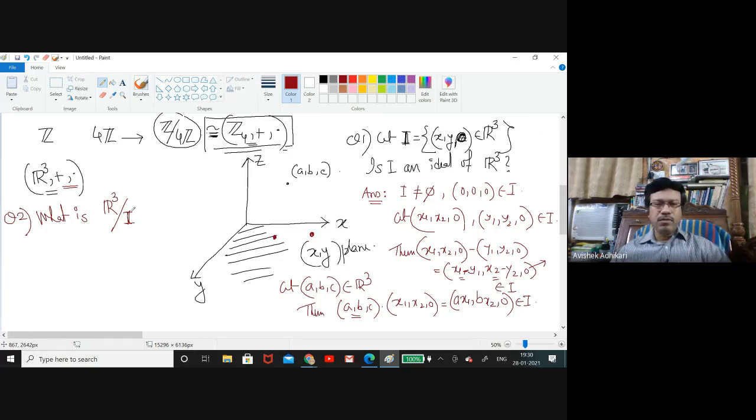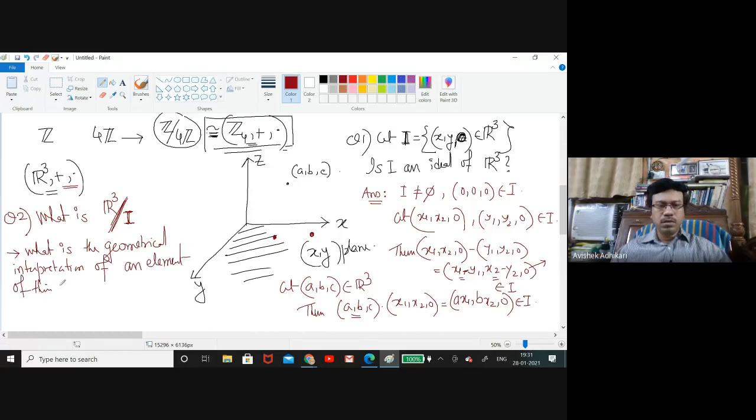We have already proved I is an ideal and R3 is a ring, so this is very well represented. Now my simple question is, what is R3 quotient I? What is the geometrical representation of R3 quotient I? Or if I break it down, what is the geometrical interpretation of an element of this quotient ring?